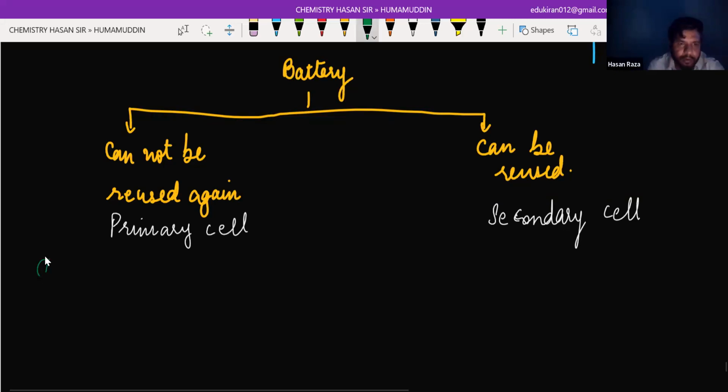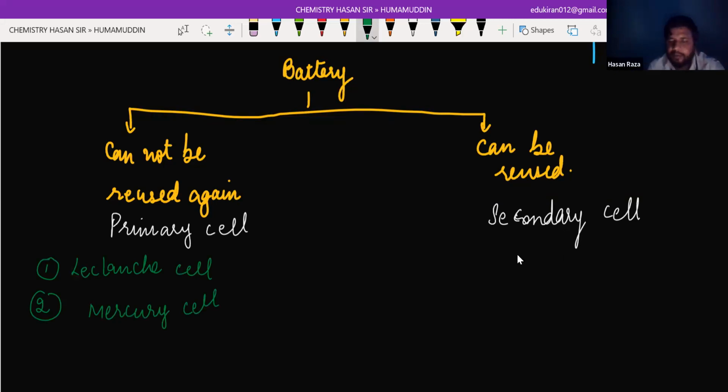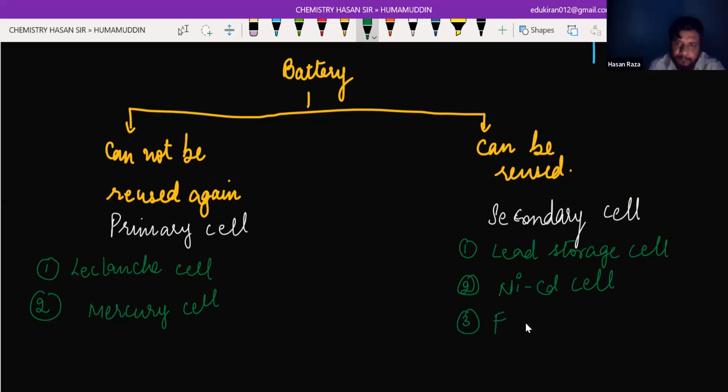The first example of primary cell is Leclanche cell. The second example in our syllabus is your mercury cell. And if you are going for secondary cell, we have lead storage cell. The second one is nickel cadmium cell. And the third one is your fuel cell.